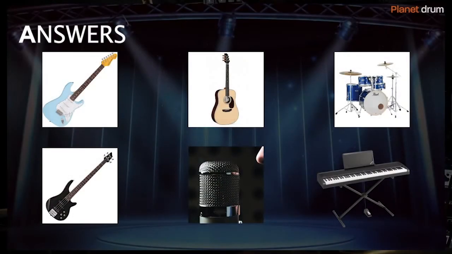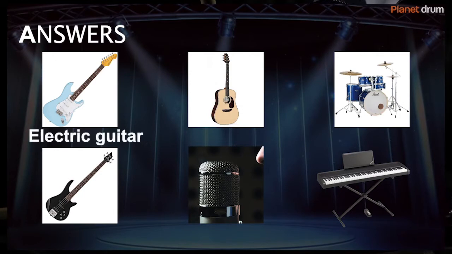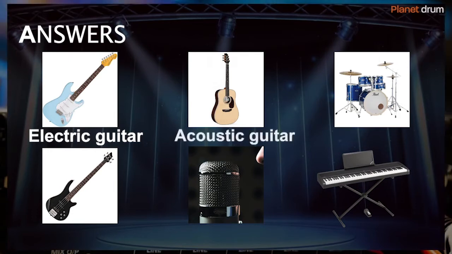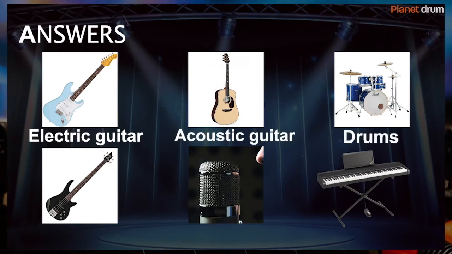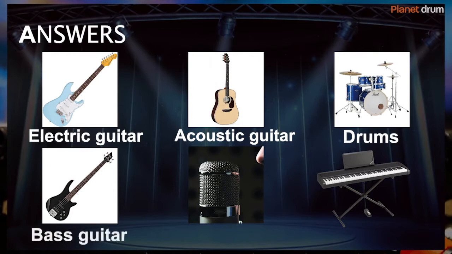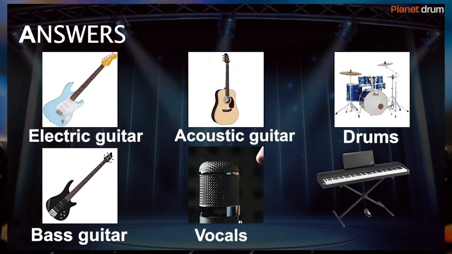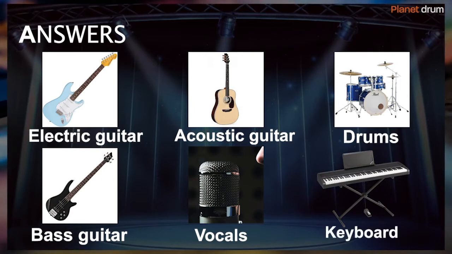Okay, let's have a look at the answers. Let's see what you all got. For the first picture, we've got an electric guitar. We were looking for electric guitar, not just guitar, because there's a couple of different types of guitar coming up later on. The next one is acoustic guitar. Well done for everyone who got that. Then we've got drums or drum kit. We've got bass guitar. This one's probably quite a hard one. And then we've got vocals. You can also have singing for the next picture. And then finally, keyboard. You can also have piano as well.